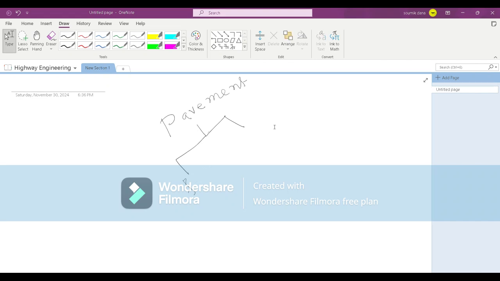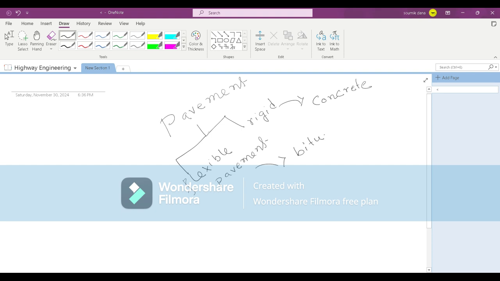Pavement. So what types of pavement are available? Generally constructed pavement is of two types. One is flexible pavement. Another is rigid pavement. Rigid pavement is generally made of concrete, and flexible pavement is generally made of bitumen.